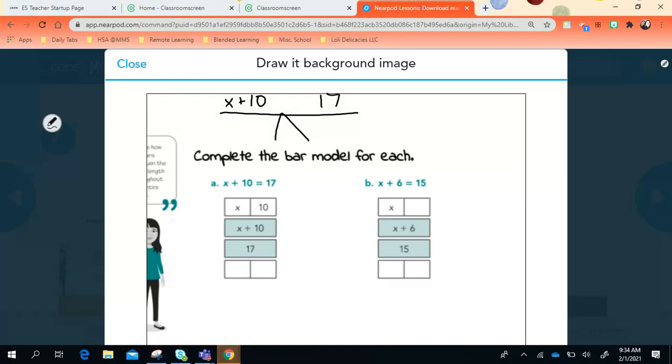So I know that I have 10, but what else? 10 plus what gives me 17? And if I don't know off the top of my head, what could I do to figure that out? Do we have any ideas? I want you to think about it for a second. I want you to think about what you can put in there that would give you 17. 10 plus what gives you 17? Think about it. And if you can come up with something, write it down.